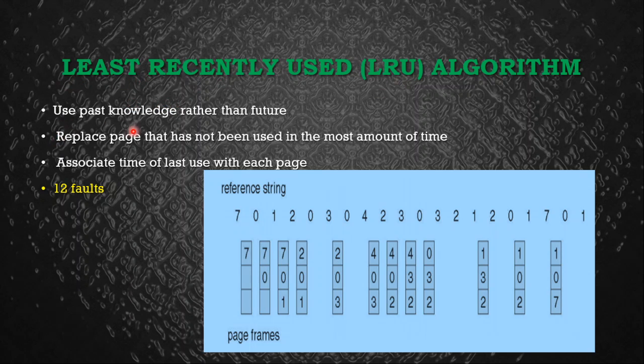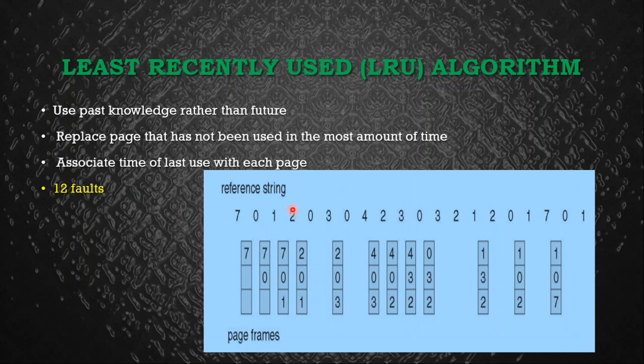So replace the page that has not been used in the longest amount of time. Associate the time of the last use with each page. So we can use the timing, and based on the timing, I can replace the pages. Now let us see the example over here. The reference string is the same. Again it starts with 7, page fault, 0 is entered, page fault, then 1 is entered, page fault.